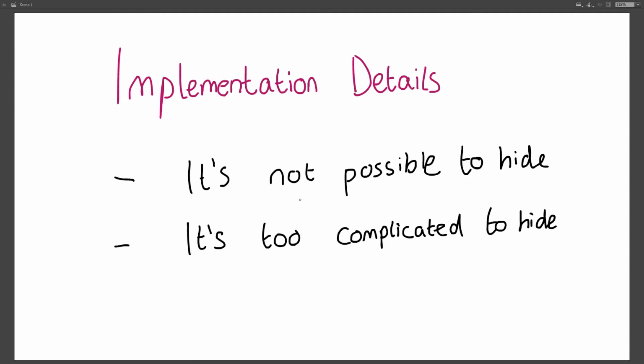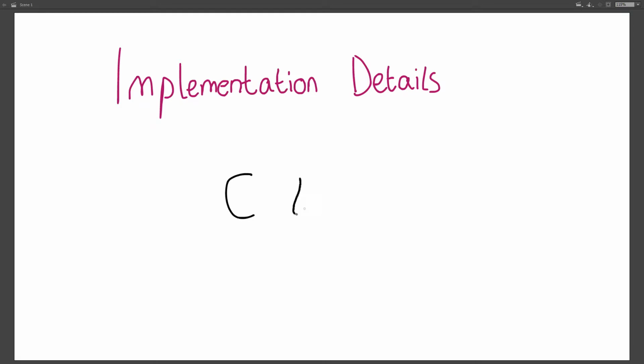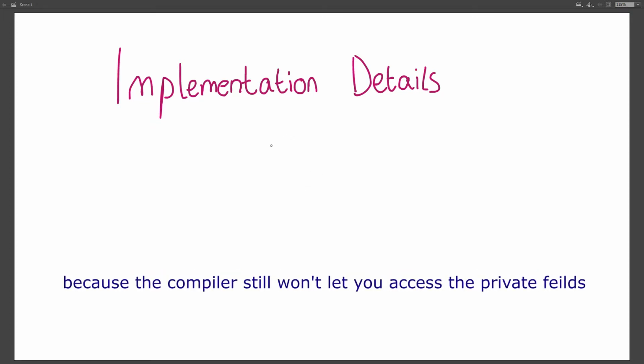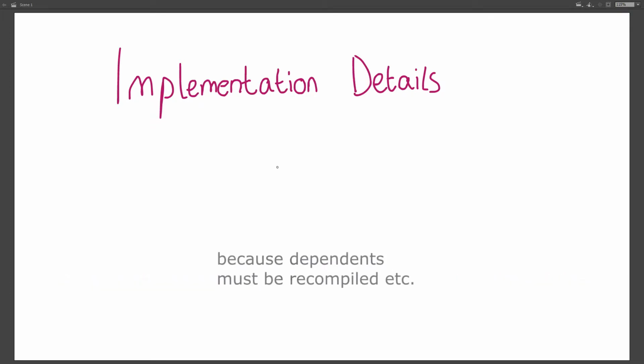So what are the problems with implementation details? Well, the two problems are that it's not possible to hide them, or it's too complicated to hide them. In a language such as C++, although I think they might be working on this if I heard correctly, you'll have to define all of your implementation details as part of the API. Now this doesn't necessarily break your code if you are using a package where the implementation details are changed, but nonetheless it isn't something particularly good.